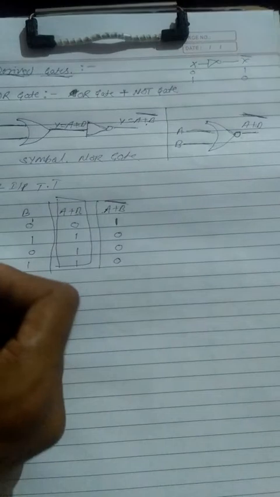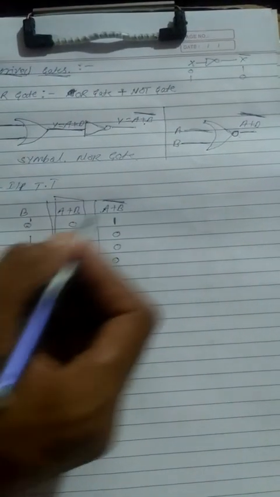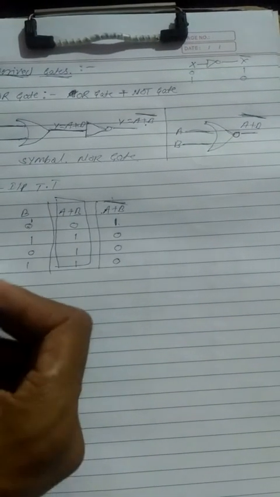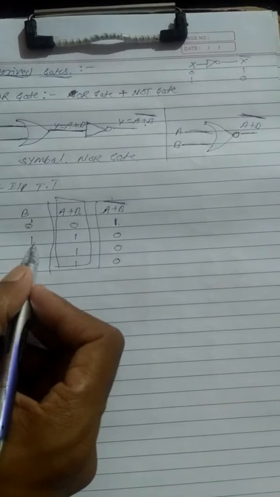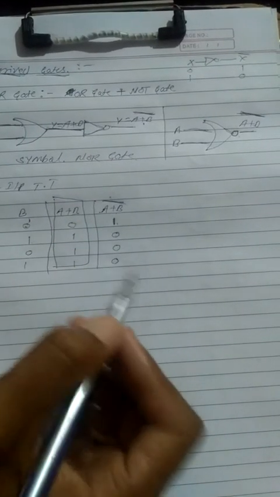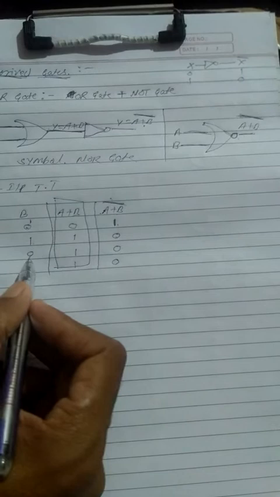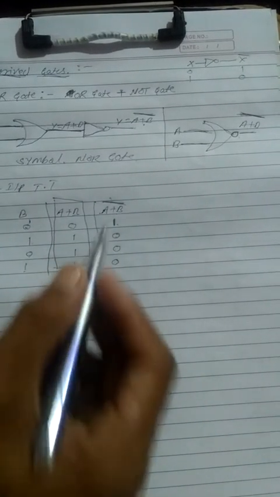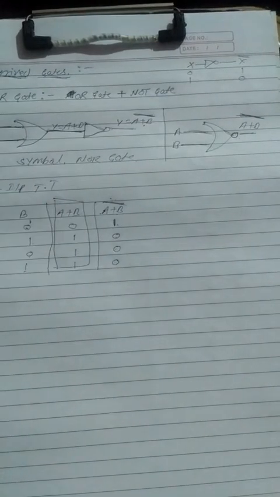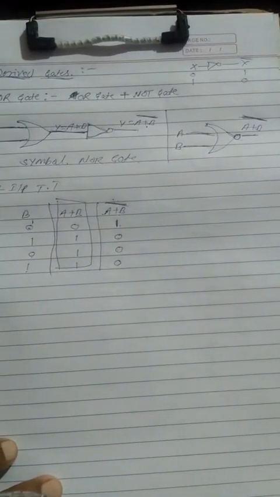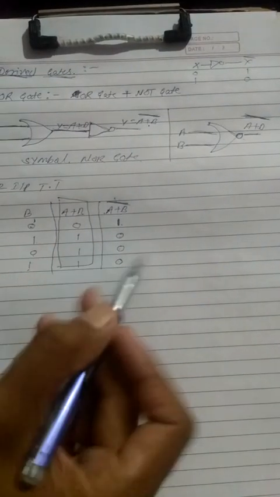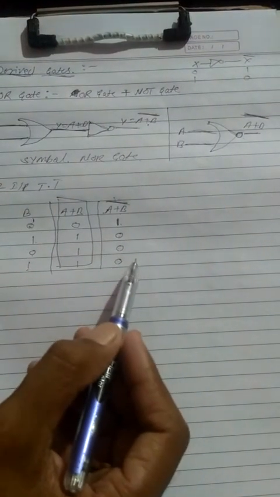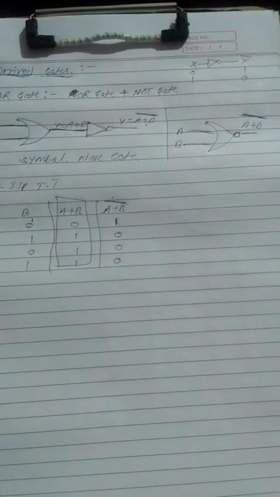See, 0 plus 0, 0, 0's bar, 1. 0 plus 1, 1, 1's bar, 0. 1 plus 0, 1, 1's bar, 0. 1 plus 1, 1, 1's bar, 0. Got it? So this is our two inputs NOR gate truth table. So once again, the NOR gate's output will be the opposite of its OR gate, because we are going to join a NOT gate here.